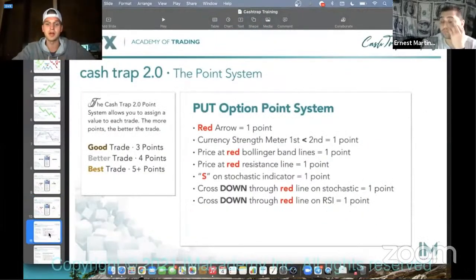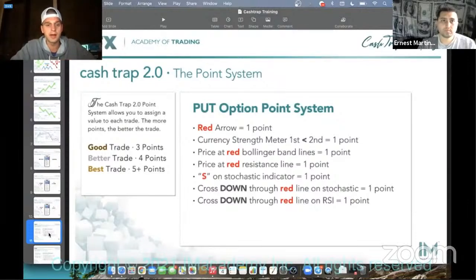Okay, and so let's go down a little bit. Now this is how Cash Trap is broken down into a point system. Matt says a 3-point trade is a good trade, but we don't want to just take it. If we take a good trade, we will win about 65, maybe 70%. But we want a much better winning percentage than that. So I recommend, and I know Matt also recommends, always try to look for at least 4, 5, or 6 point trades. And how we do that is we break it down.